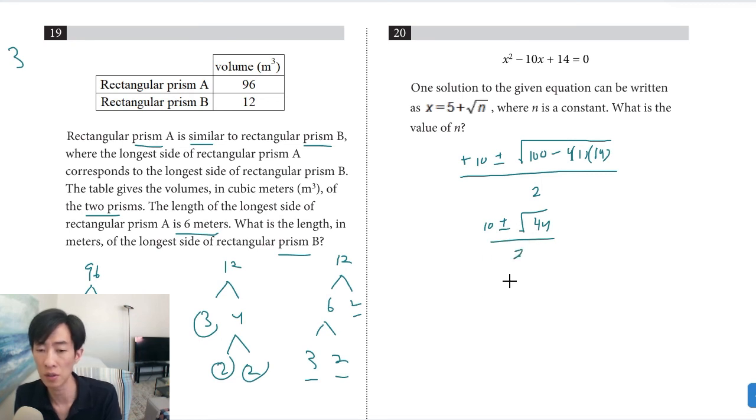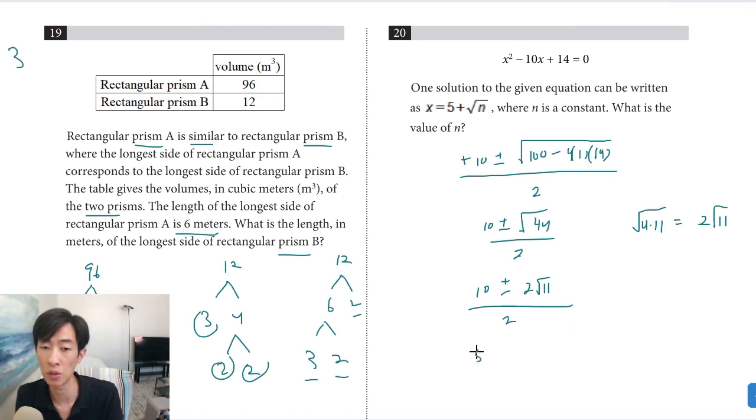Now let's simplify this. So this is a square root. So what am I going to do? I'm going to break this up into 4 times 11. So if it's 4 times 11 in the radical, this becomes 2 rad 11. So I'll rewrite it here. 10 plus minus 2 rad 11. And now we divide both components by 2. This becomes 5 plus minus rad 11. And notice now it matches what they give us here, and therefore it has to be 11.